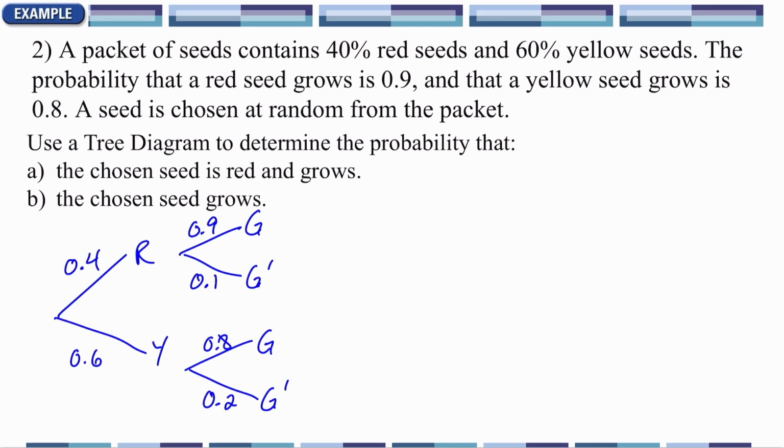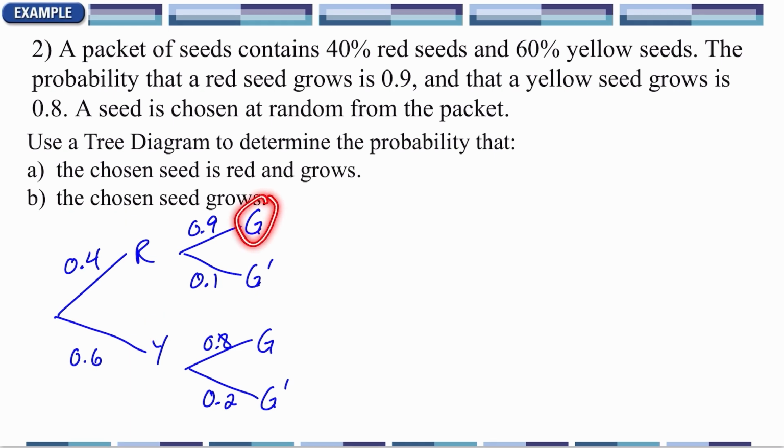Okay, so you can see I have red and yellow, so I just used the letter R and the letter Y. And then for grows, I just used a G, and then for not grows, I used G prime. I could have also used a capital N for not grow, but I really need to define these variables that I'm going to use, but we're going to just skip over that for this example.